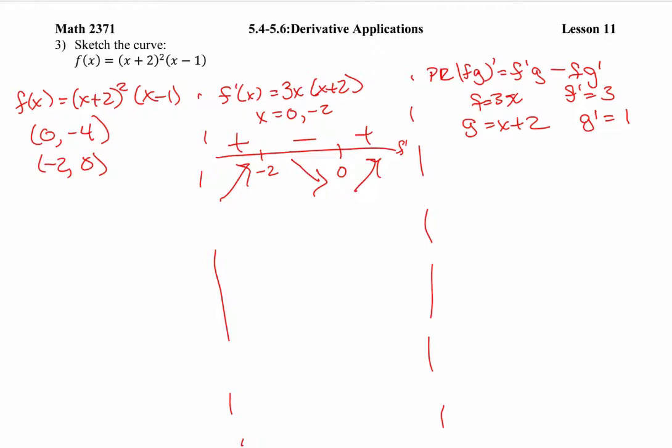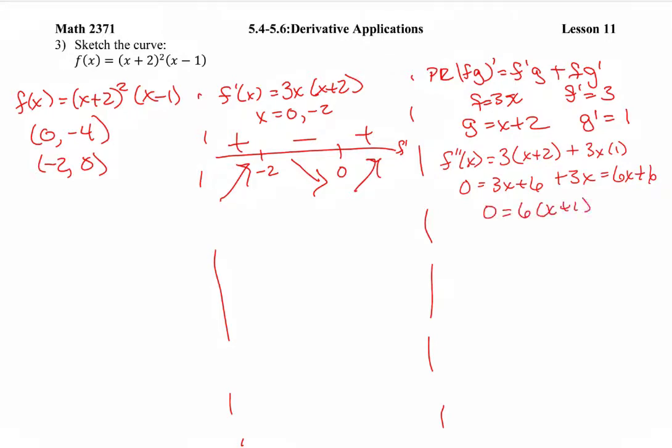Okay, so now how do we find f double prime of x? Well, it's going to be f prime, which is 3, times x plus 2, plus 3x times 1. So now, if I set this equal to 0, I get 3x plus 6 plus 3x. So that's 6x plus 6. So then I get 0 equals 6 times x plus 1. So x equals negative 1.